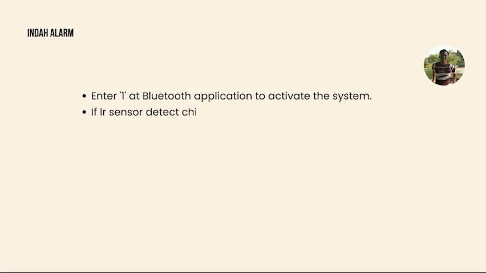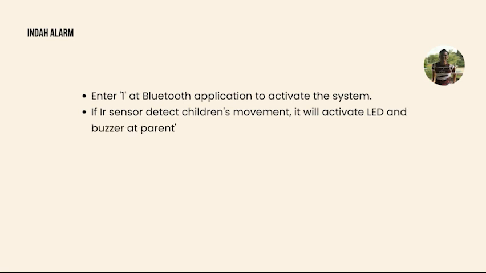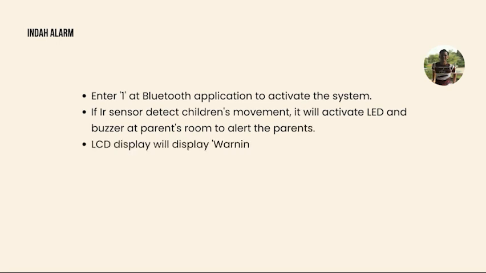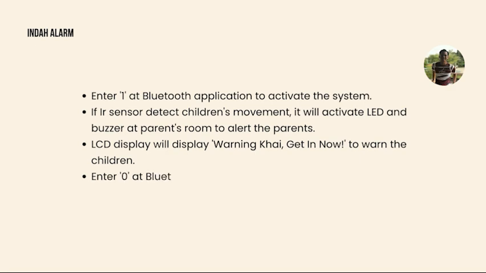For the first, we enter command 1 at the Bluetooth application in the phone to activate the system. Then, if the IR sensor detects children's movement, it will activate the LED and buzzer, and the LED will blink and the buzzer will ring at the parents' room to alert the parents. When the IR sensor detects children movement too, the LCD display will display a warning. You can put the name of your children. Get in now to warn the children.